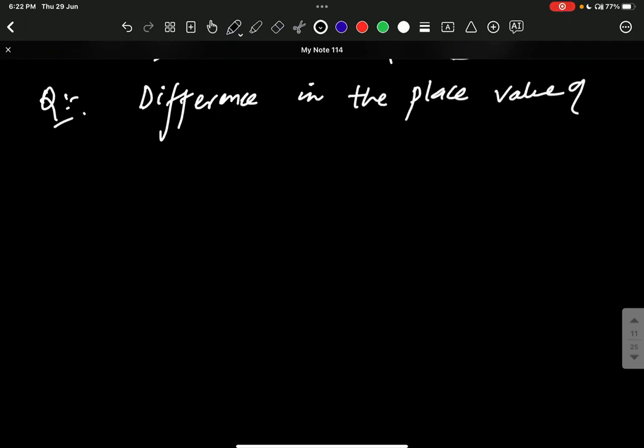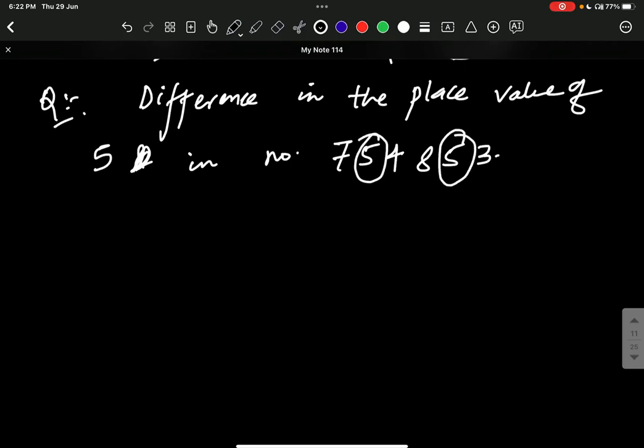Next thing, supposedly अगर आपसे ऐसा question पूछा जाता है, now we have a question over here: find out the difference in the place value of 5 and 5 only in the number, let's just say 754,853. So how to do it? See, here is the 5, here is the 5. What is the place? You can simply calculate it. You have to calculate the difference.